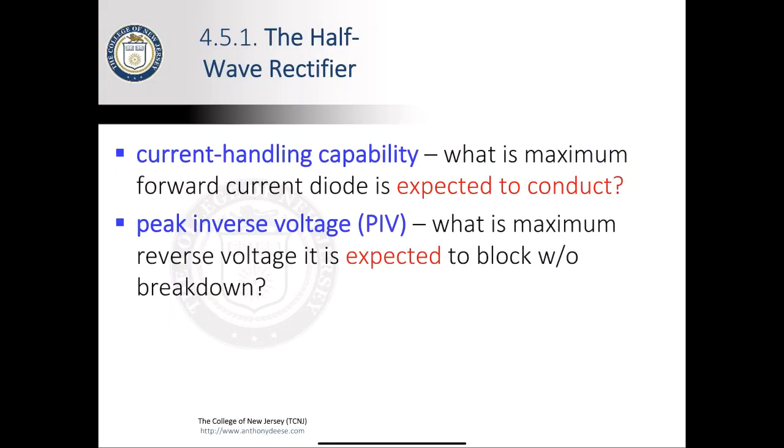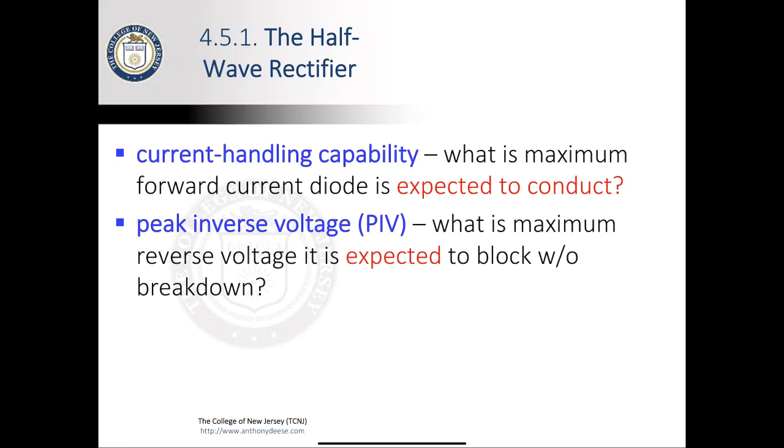Now, when we talk about a half-wave or any diode rectifier, and really any diode device, there are two different characteristics that we have to be concerned with. Well, there are multiple, but two main ones. The first is current handling capability. How much forward current is the diode expected to conduct? These diodes cannot conduct an infinite amount of current. They will overheat. The second is peak inverse voltage, PIV. What is the maximum reverse voltage that the diode is expected to block without breaking down?